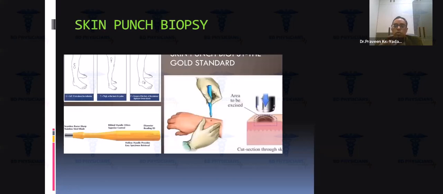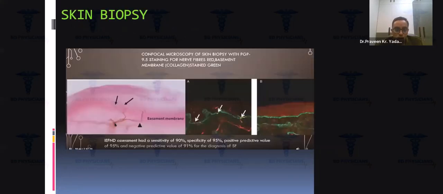Now, what about the small fiber neuropathy? How do you diagnose a small fiber neuropathy? So the classical test, which is the gold standard, is a skin punch biopsy. So you see this instrument which is used to punch out a small segment of the skin, and then they study it under the confocal microscopy, and this is the PGP 9.5, which stains the nerve fibers, and you can see there is a loss of the nerve fibers here, which suggests a small fiber neuropathy.